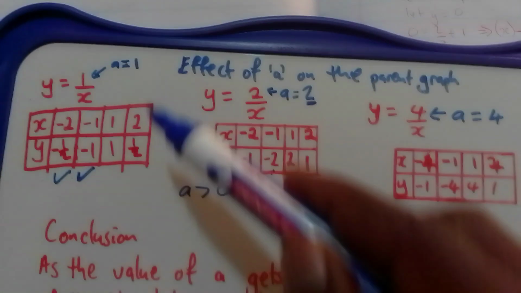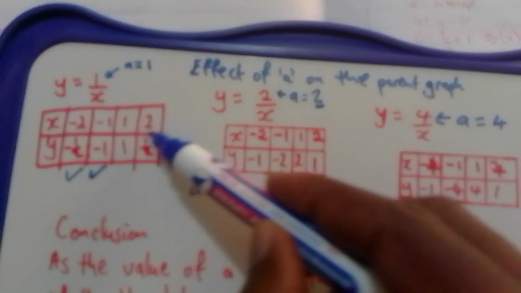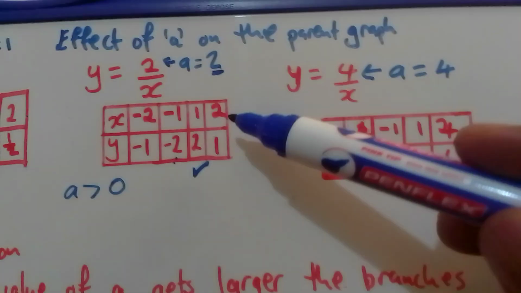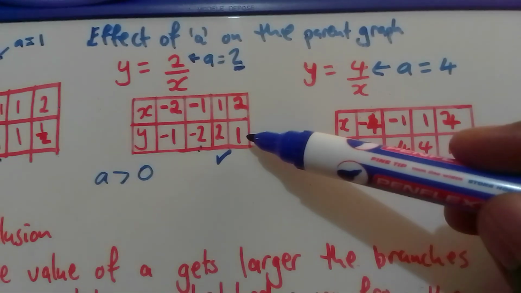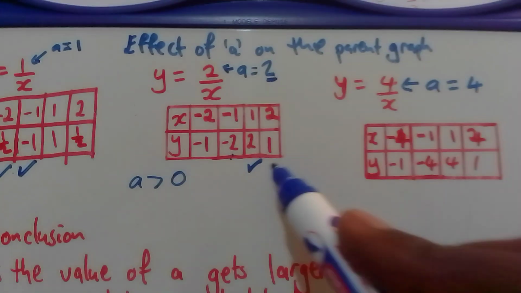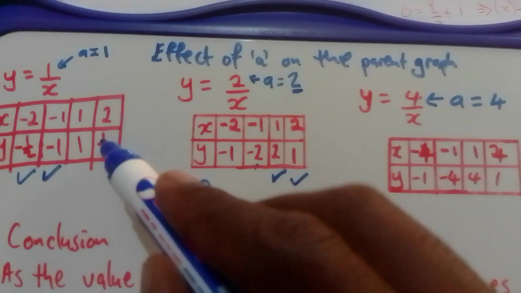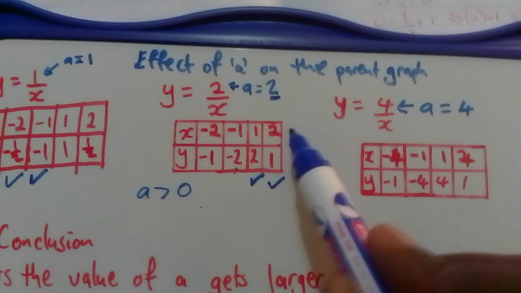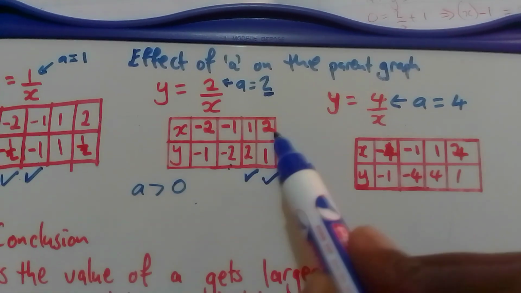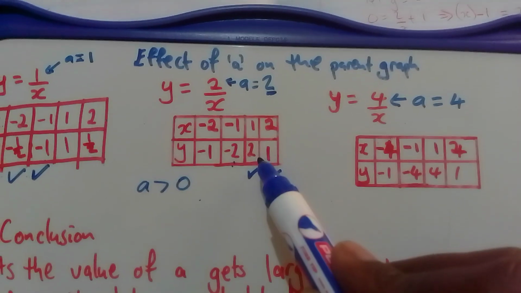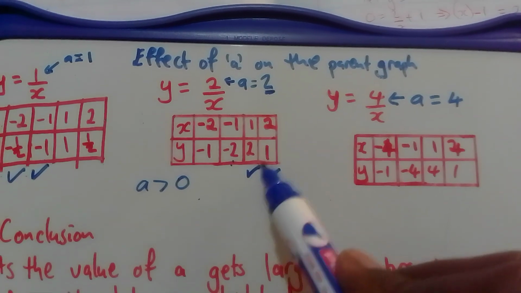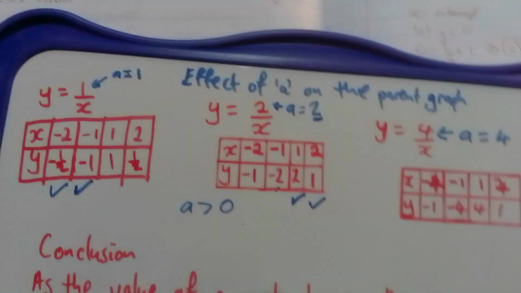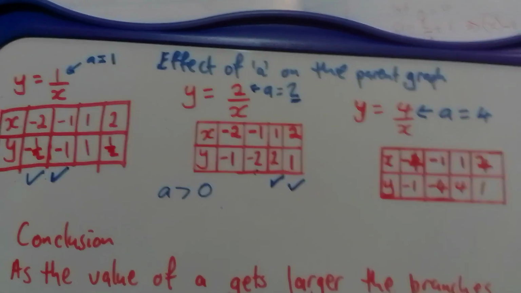Now, let's check number 2. When our x value is equal to 2, the y value is 1/2. And when our x value is 2 here, our y value is 1. And once again, 1 is bigger than 1/2. So we can conclude that when your A is more than 0 and your x values are positive, then the y values that you get will be bigger, right? Bigger compared to what? Bigger compared to the parent graph.